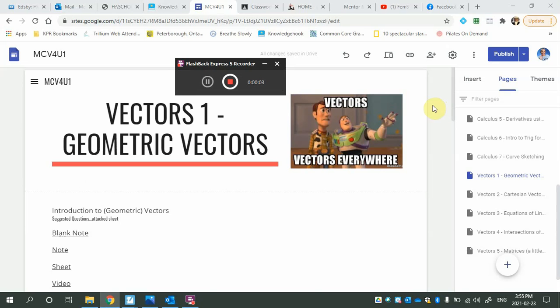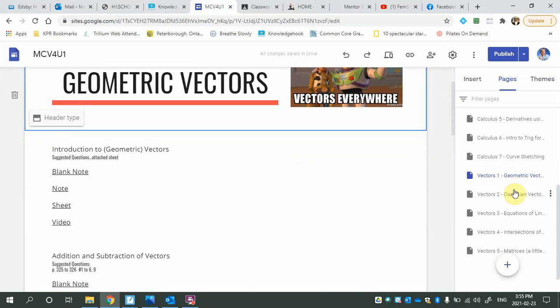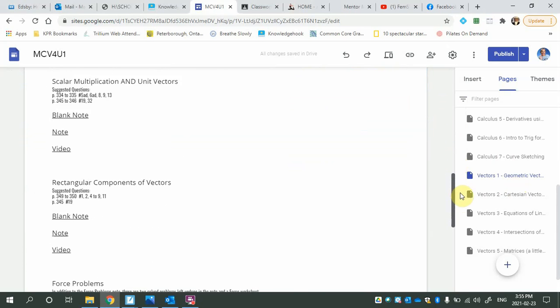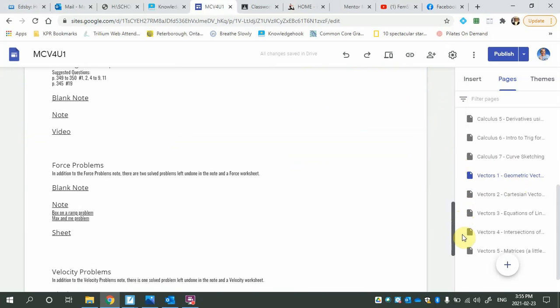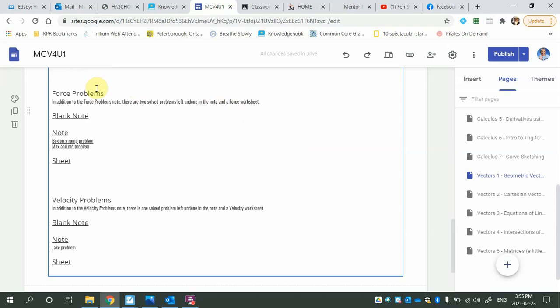All right, so we are now into the true applications of vectors, geometric vectors, as opposed to Cartesian vectors. And Cartesian vectors are vectors that are on an x, y, and scary enough as it is, a z axis. So before we start forces, it's down here at the bottom after we've done all the skills.